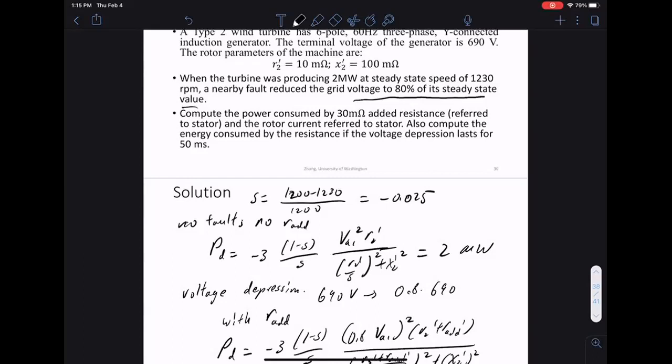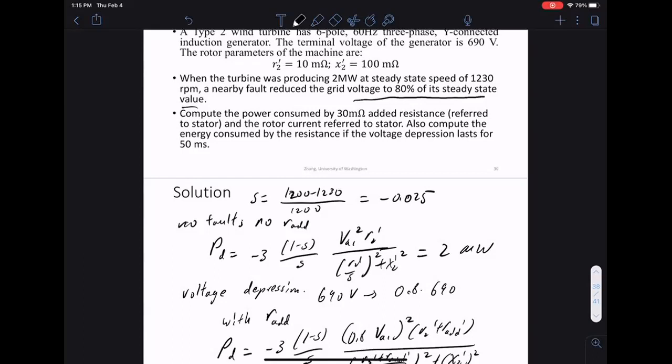And this will allow you to stay connected to the grid for this 50 milliseconds. You don't have to disconnect from the grid. You don't have to do emergency shutdown, all that. You can stay connected to the grid, operating a little bit inefficiently for the time where you see a voltage depression.